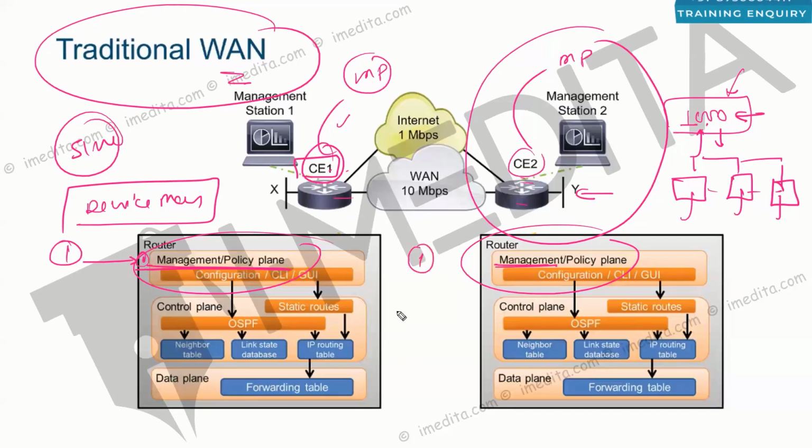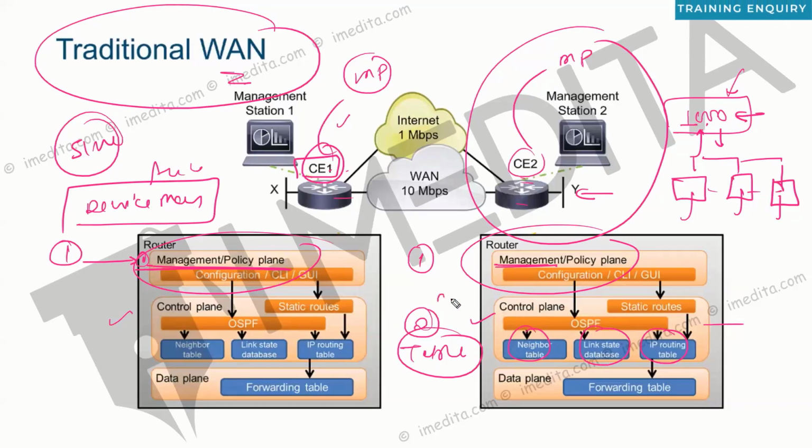Okay. Second, from the architectural point of view, the second component that the device has is the control plane. What is this control plane? The control plane is responsible for building a variety of tables on the device, such as routing tables, the neighbor table, the database table, and the MAC address table in the case of switches. Control plane means the CPU.